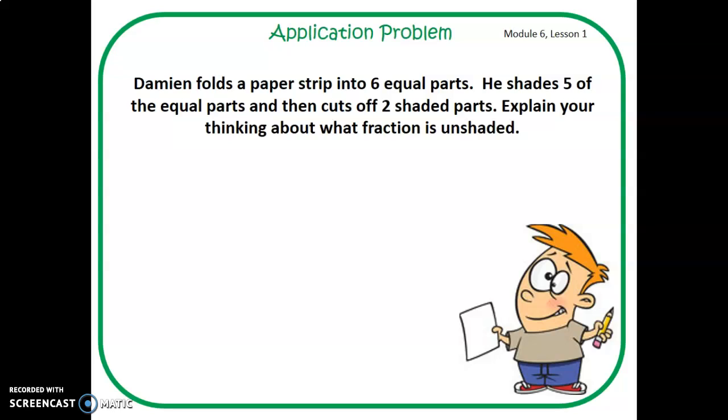On your paper, draw a tape diagram and partition it into 6 equal parts. If he shades 5 of the equal parts and then cuts 2 of the shaded parts off, explain your thinking about what fraction is unshaded.